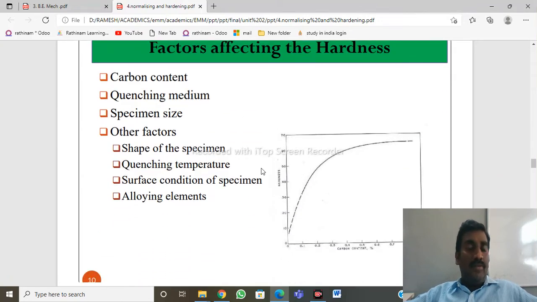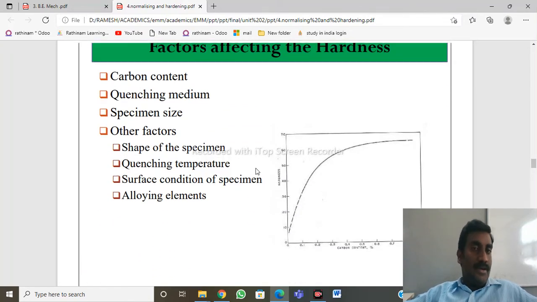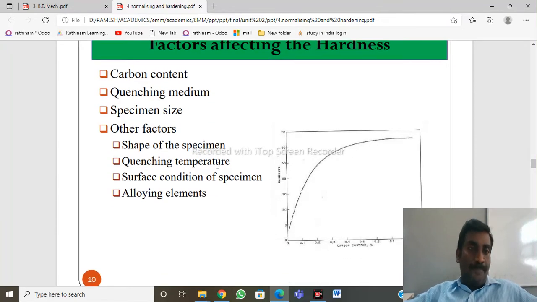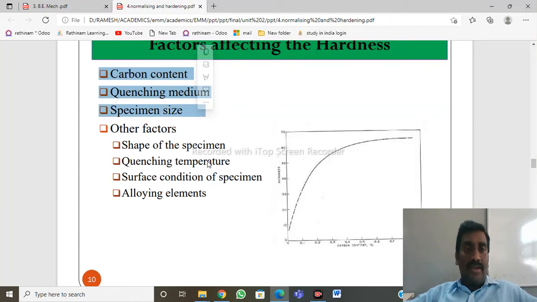Then the factors affecting hardening: carbon content, quenching medium, and specimen size. These are the three important parameters. Carbon content affects the hardening process, because if we increase the carbon content, the hardness automatically increases. The quenching medium is also an important parameter affecting the hardness. Then the specimen size is also a desirable factor for maintaining the hardness.